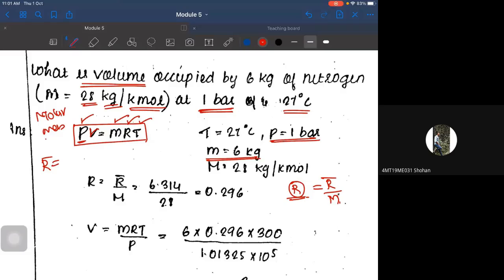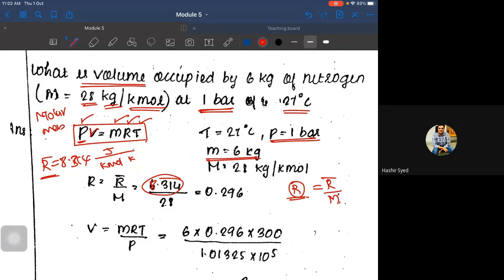He has given whether it is right or wrong. 8.31. Wrong, sir. 8.314 is the value of R, which is in joules per kilomole Kelvin. That is the unit. Let me write it neatly. So 8.314 joules per kilomole Kelvin. That is the unit of your R dash.